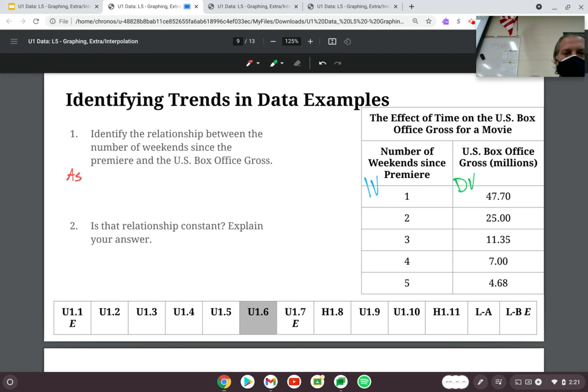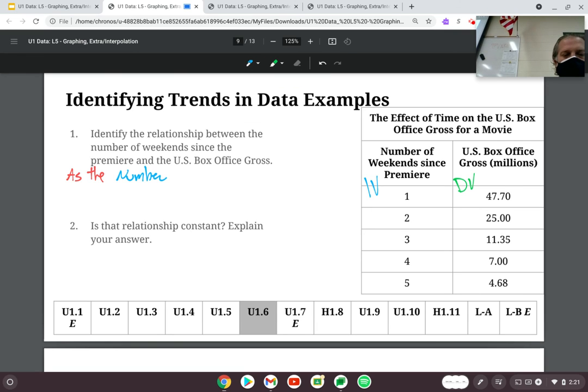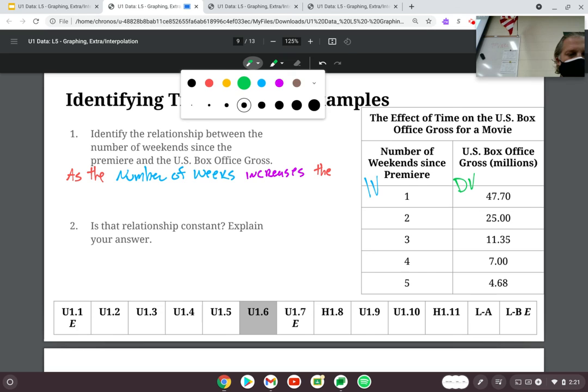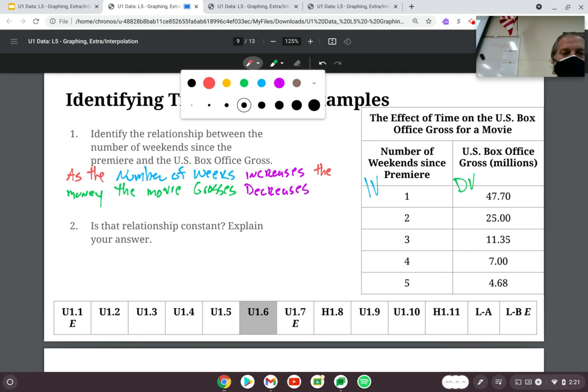So as the number of weeks increases, the money the movie grosses decreases.